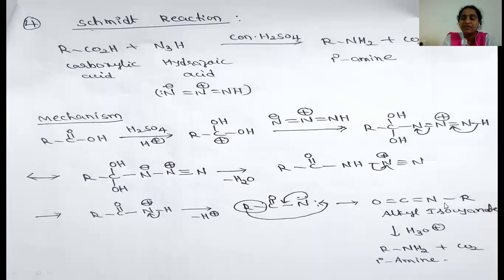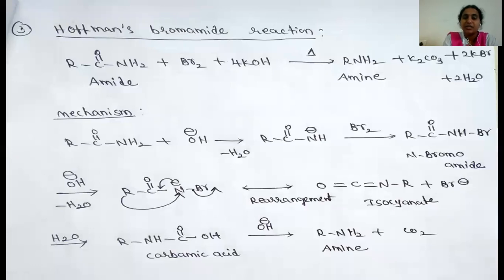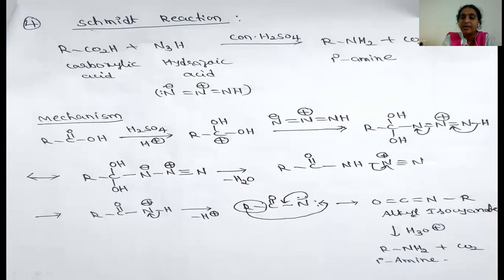As earlier we have studied in the Hofmann bromamide reaction, here also alkyl isocyanate is produced, and further hydrolysis produces the amines. So similarly, after rearrangement, this compound will produce the alkyl isocyanate, and further hydrolysis with this compound. In this method also we can prepare the primary amines. So this is about the complete Schmidt reaction.